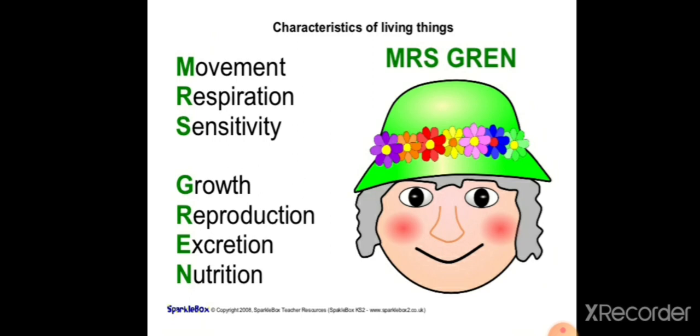M in Mrs. GREN stands for movement, R stands for respiration, S for sensitivity, G for growth, R stands for reproduction, E stands for excretion, and finally N stands for nutrition. So if a particular thing has got these characteristics, we can say that that thing is a living thing. Let us see each term in detail.